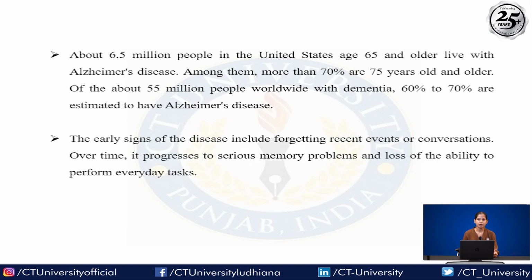The early signs of the disease include forgetting recent events and conversations. Over time it progresses, and after the progression it leads to serious memory loss and loss of the ability to perform everyday tasks. The person has loss of memory and loss in daily functioning, so the person has problems in everyday life because of the loss of neurons.